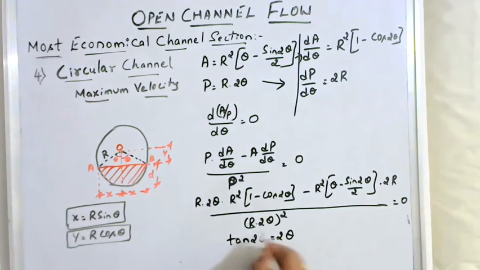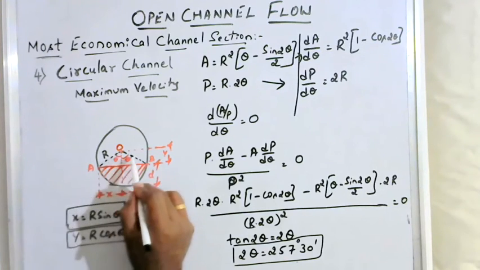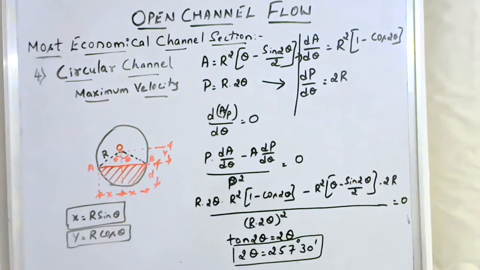You need to find the value of 2 theta. From the trial and error, the value of 2 theta works out to be 257 degree 30 minutes. That means the total included angle should be equal to 257 degree 30 minutes in order to get a maximum velocity in case of a circular channel. Now I'll substitute this value of 2 theta.